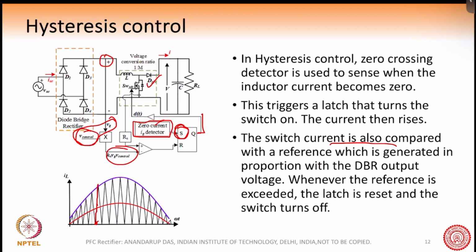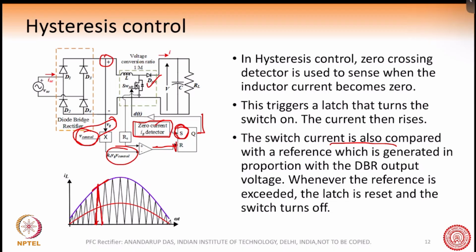Whenever that value is crossing, same as previously, the reset of the latch happens. The current is flowing, it is going up here, and whenever the current crosses this value, the reset of the latch happens, and then the switch is turned off, and then the current will fall.